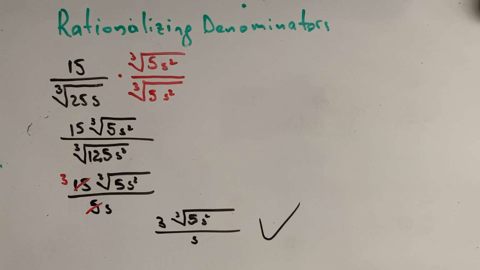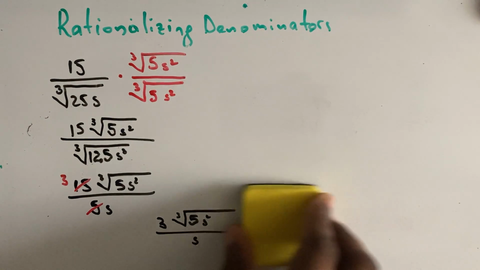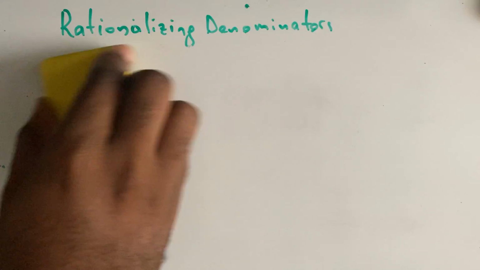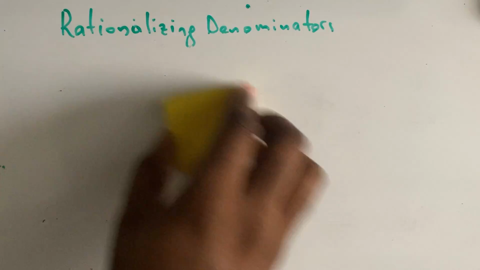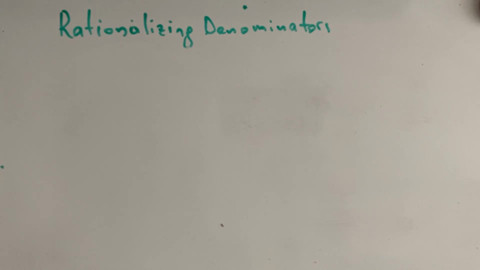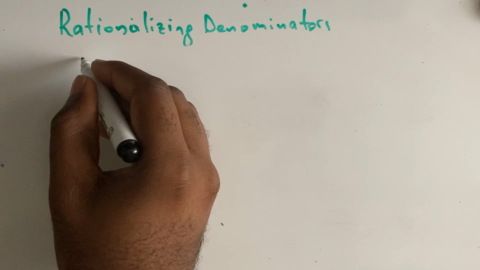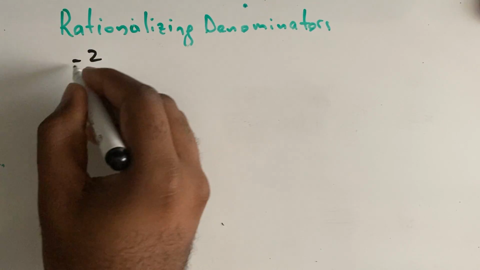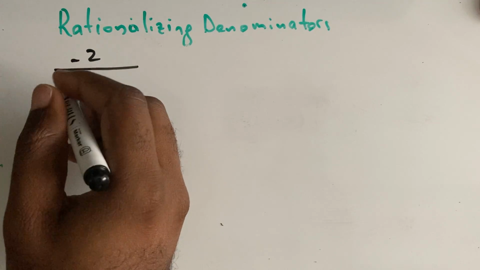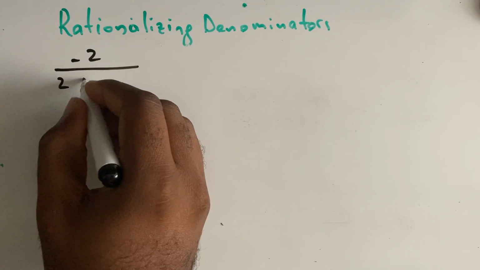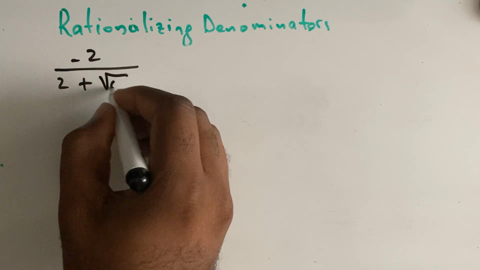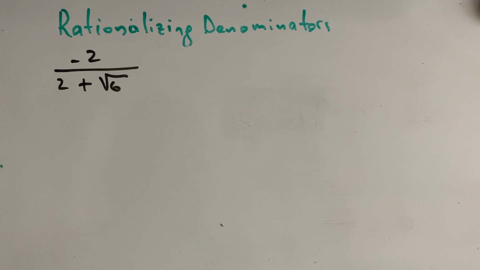Now, I'll try another one. These are the ones with 1 radical. I'm going to try one with 2 radicals, and that will be it. Because you just need to know now the one with 2 radicals. Okay, let's say we started with this one here. Negative 2 over 2 plus square root of 6. So negative 2 over 2 plus square root of 6.